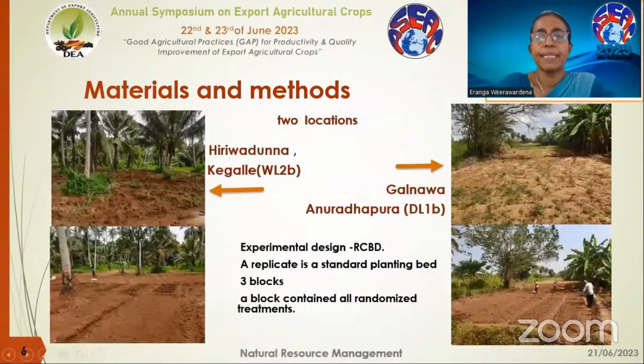Let's move on to materials and methods. The experiment was conducted at 2 locations: in the wet zone at Hirivadunna in Kegalle, and in the dry zone at Gannoruwa in Anuradhapura district. The experiment design was RCBD, and a replicate was a standard planted bed. There were 3 blocks. A block contained all randomized treatments.